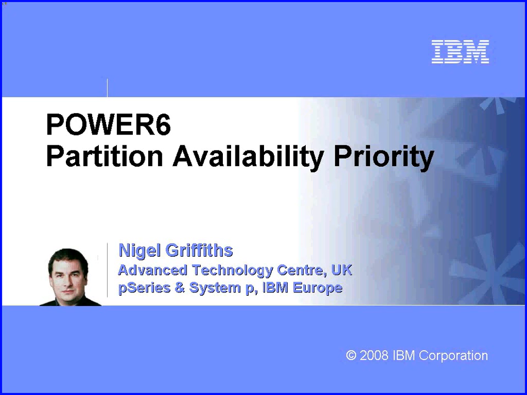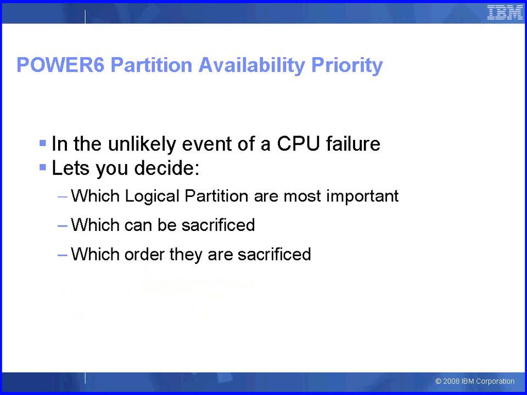In this movie, we're going to look at partition availability priority. This is a new Power 6 feature. The Power 6 processor already has a lot of inbuilt capability to protect itself from faults, to retry instructions, and to move a failed processor environment state to another processor to rerun the instruction. So in the unlikely event of a CPU failure, this allows you as the systems administrator to decide which logical partitions are really important, you want them to carry on running, and which logical partitions can be sacrificed and in which order.